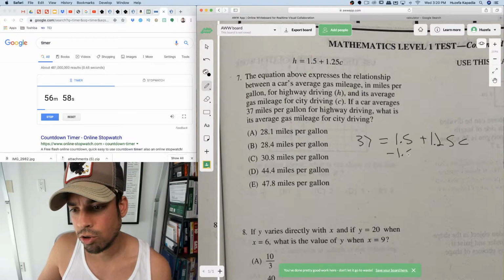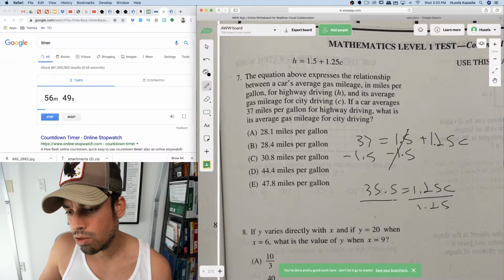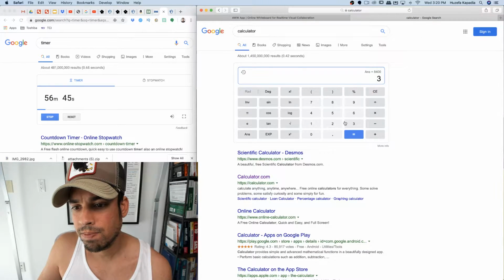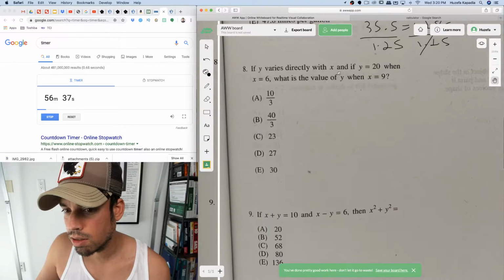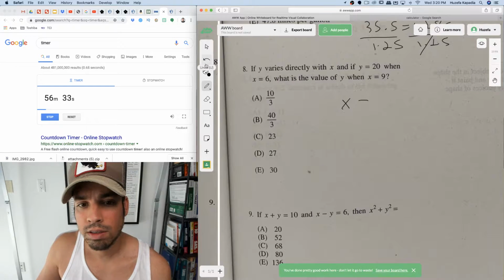Okay, subtract 1.5, subtract 1.5. We're just solving, so it's 35.5 equals 1.25 C. Divide by 1.25, divide by 1.25. 35.5 divided by 1.25 equals 28.4. Boom, next. If y varies directly with x, this just means that the two are related like this.